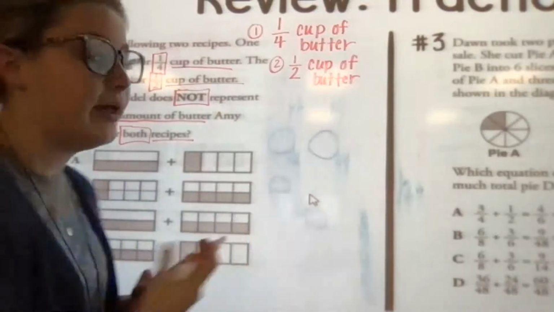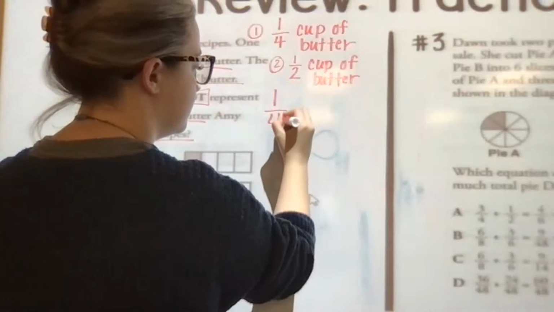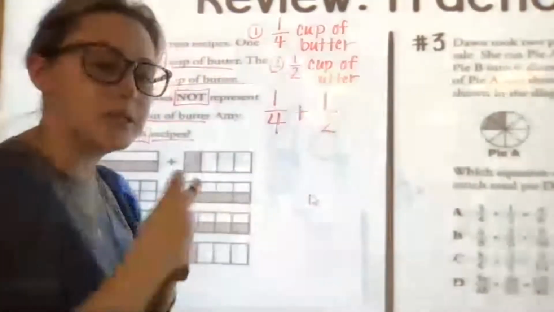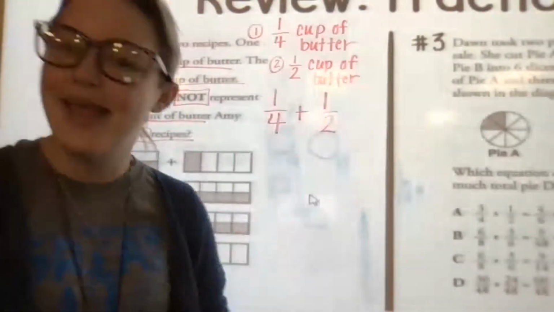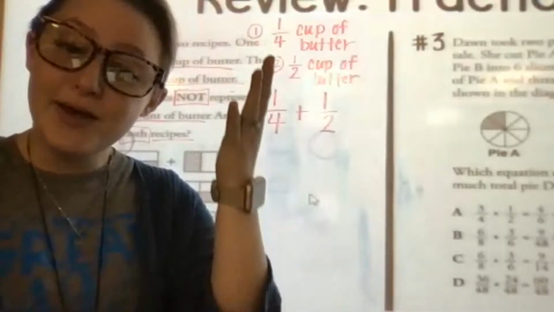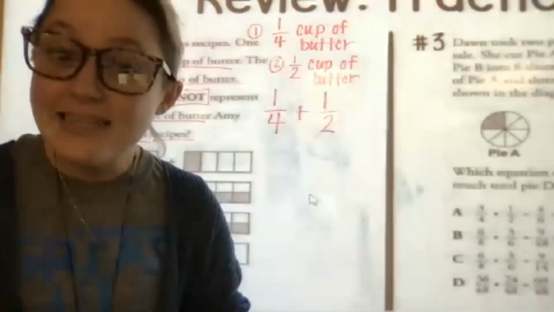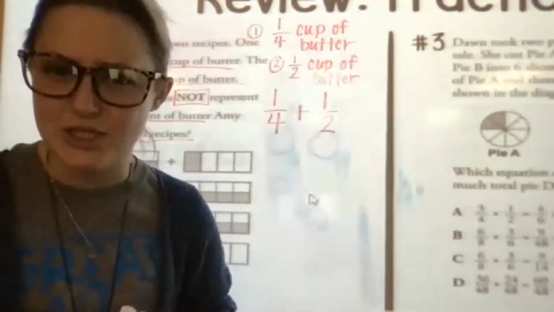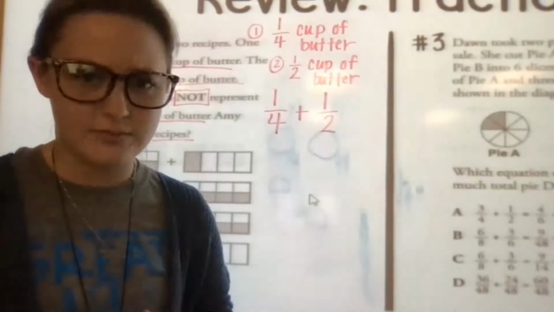So we're going to make our equation, which is 1/4 plus 1/2. Now, here's the thing, though. I meant to say, how do I know that it's addition? It says 1/2 in the problem. How did I know that it was addition? What in this problem told me that we were going to be doing addition?